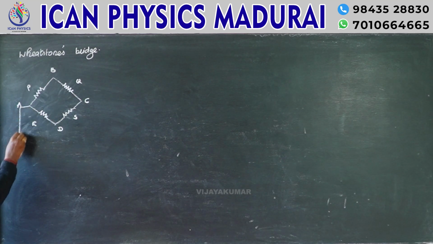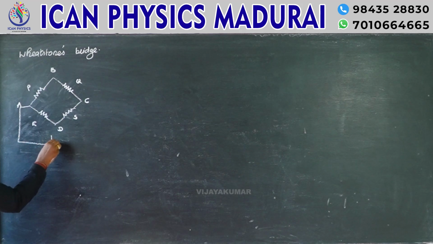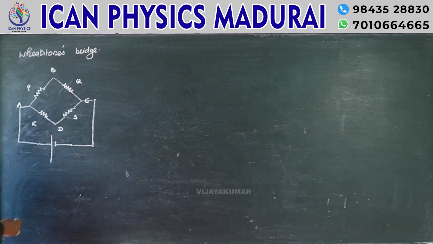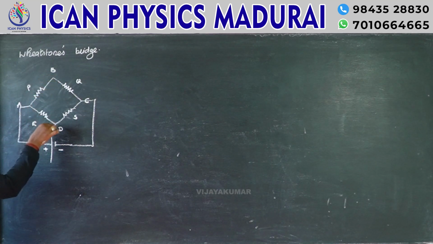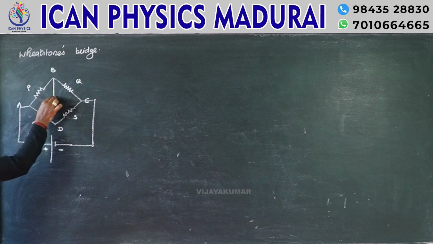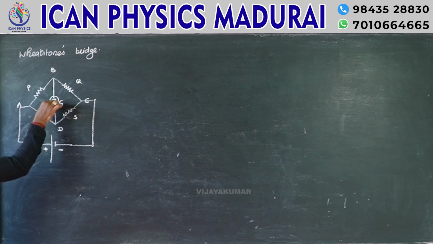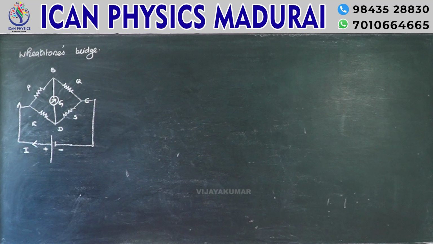Between the junctions A and C, a source is connected. So from the source, the current is flowing. Between the terminals B and D, a galvanometer of resistance G is connected. According to me, this step is the important one.